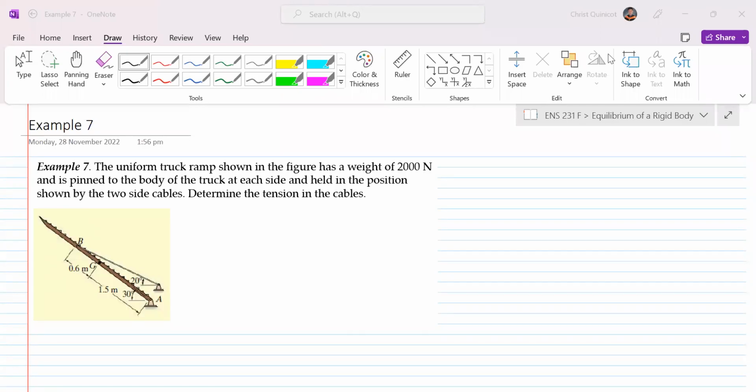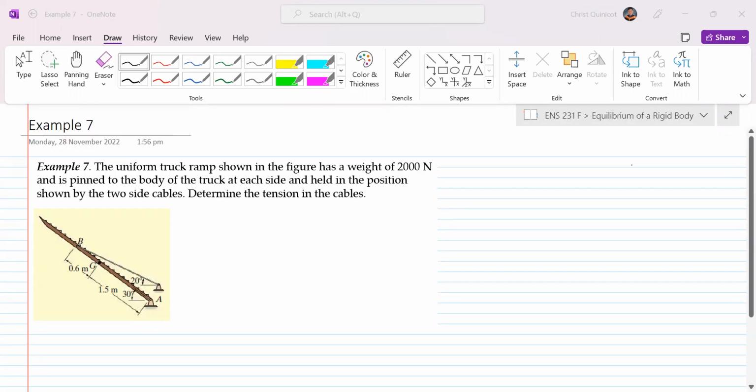Example 7. The uniform truck ramp shown in the figure has a weight of 2000 Newton and is pinned to the body of the truck at each side and held in the position shown by the two side cables. Determine the tension in the cables. Now, so what does it mean?